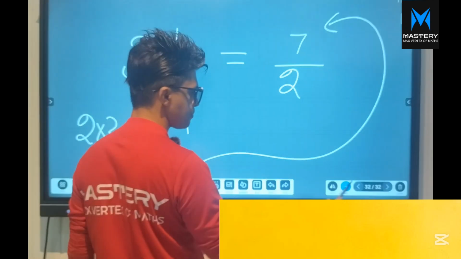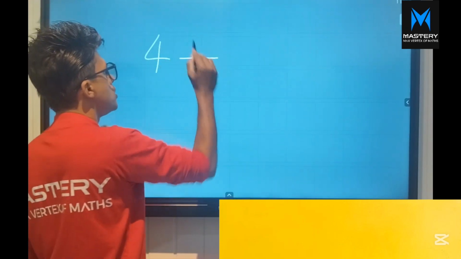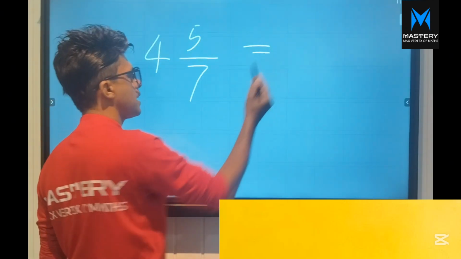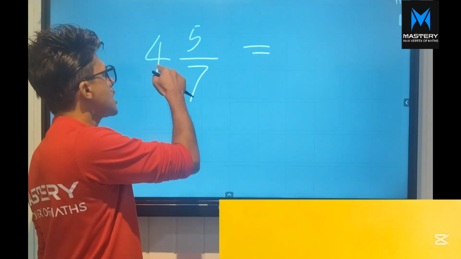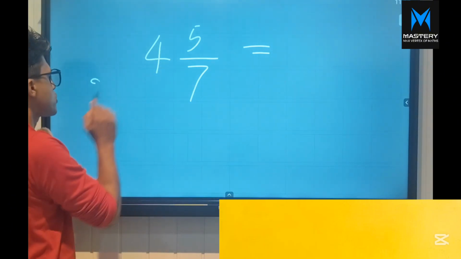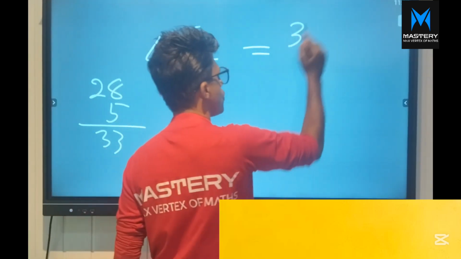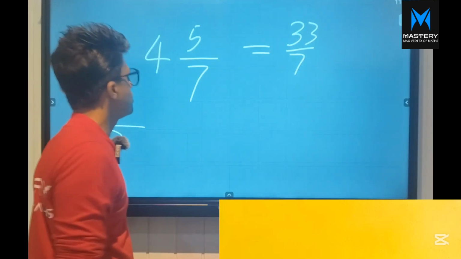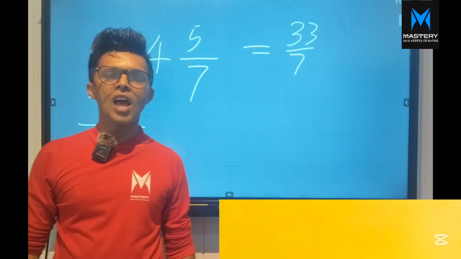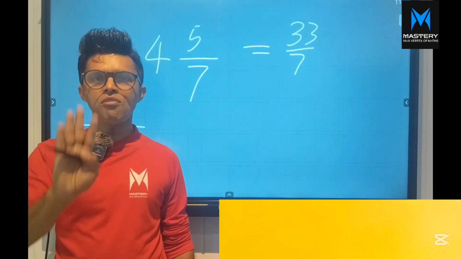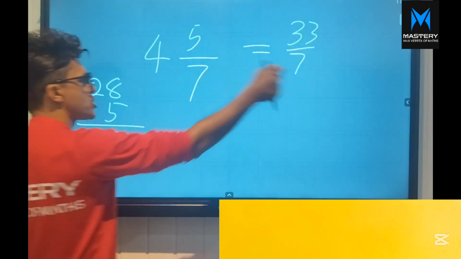So how about this one? 4 5/7. Let's get the related improper fraction here. 7 times 4 is 28. 28 plus 5 is 33. So 33 over 7 is the improper fraction of 4 5/7. I do think that you understood it. Don't forget, this 7 does not change here.